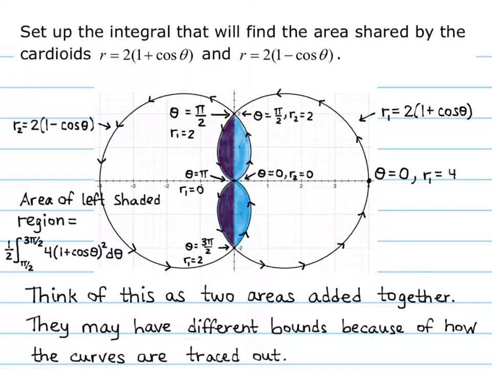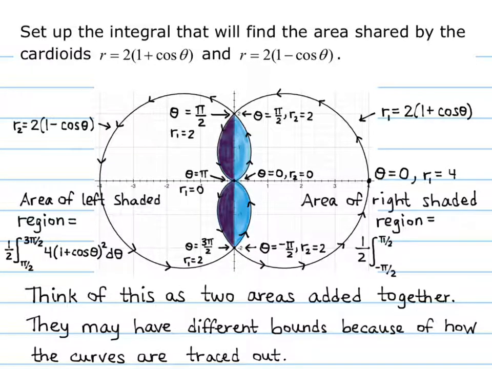So the first place I'm going to end up at the top of the shared region, I have theta equals pi over 2 and r sub 2 equals 2. That's actually a shared bound with the other one, but it's the upper bound for r sub 2, whereas for r sub 1 it was the lower bound. So let's think about where the bottom bound of the shared region is. That's going to be at theta equals negative pi over 2. If I plug negative pi over 2 into my r sub 2 equation, I get r sub 2 equals 2. And so if I use the bounds negative pi over 2 to positive pi over 2, then I'll get the right half of the shared area.